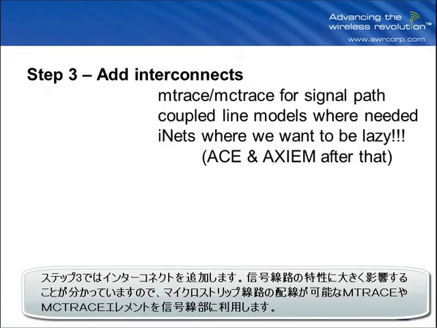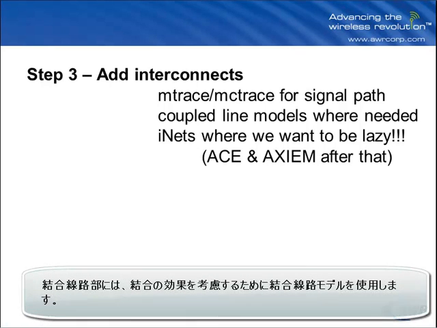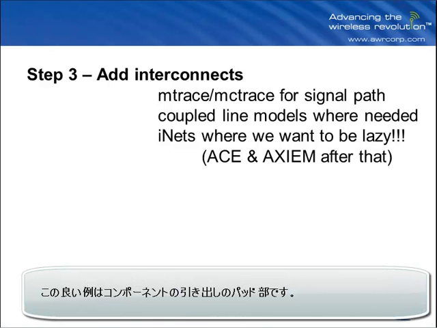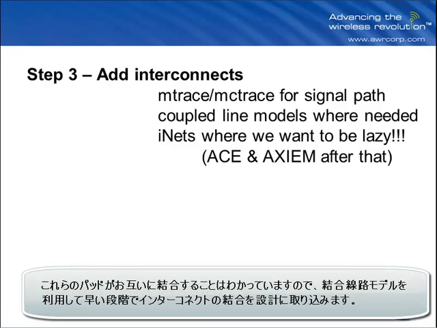In step 3, we'll add the interconnects. Where we know that we're very, very concerned with signal path performance, we will explicitly use mtrace, which is a routable microstrip line, or mctrace, which is a routable microstrip curve line for our signal path. Where we know we have coupled lines, we'll use a coupled line model as well to explicitly capture these couplings. One good example of this is the pad stacks that come off of component parts. We know that those pads are coupled to each other, so we might as well use the couple line and very early in our design flow capture the interconnect coupling.